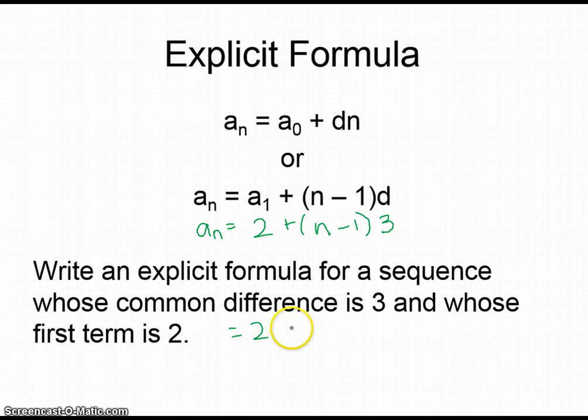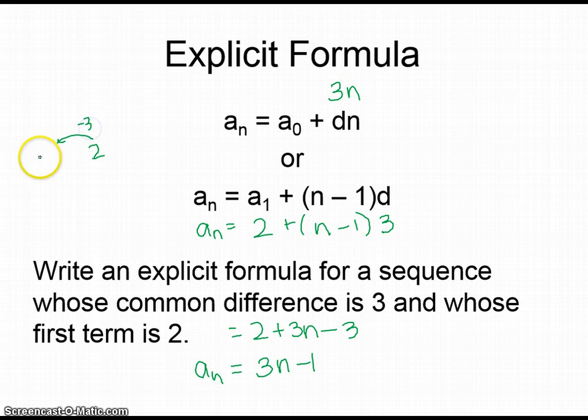You could distribute that, so 2 plus 3n minus 3, which would actually be 3n minus 1. That would also work for your explicit formula. And actually, if you had gone up here, plugged your 3 here, gone backwards to your 0 term, so if I start at 2, and so I'm going backwards, I would subtract 3. So go backwards and subtract 3. I get negative 1. So I get negative 1 plus 3n, or 3n minus 1. Same thing.